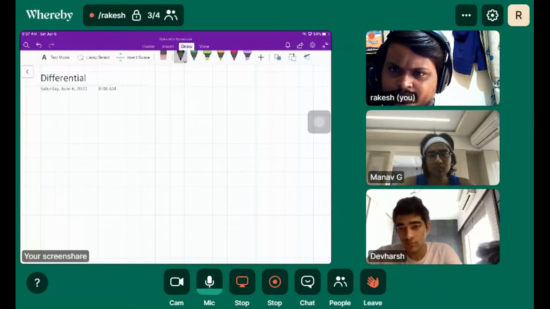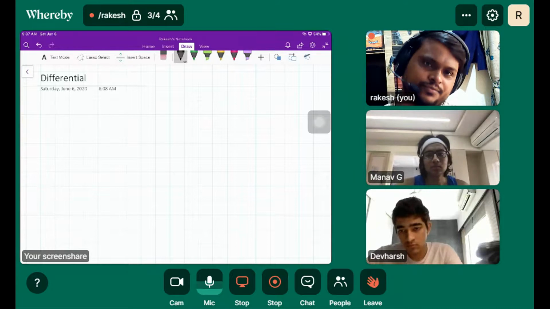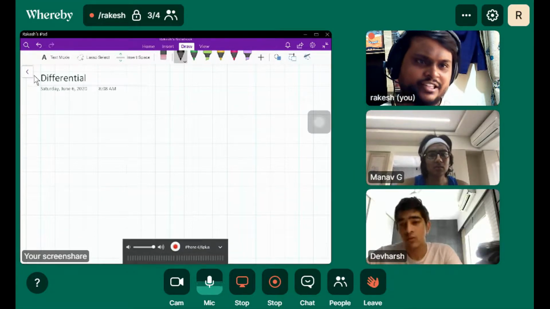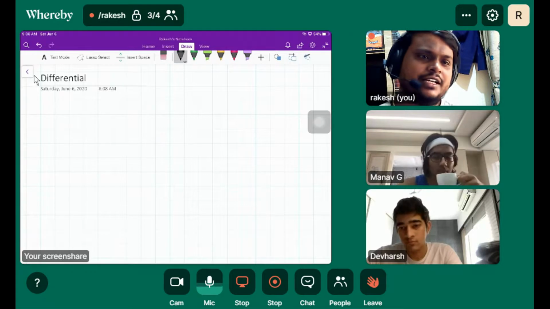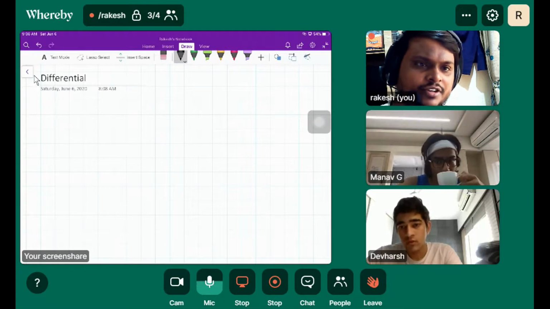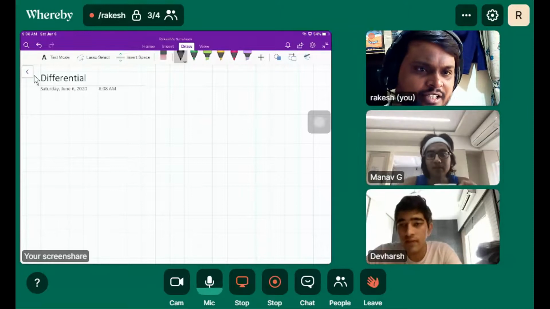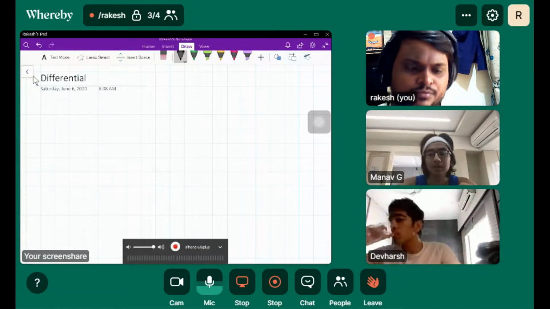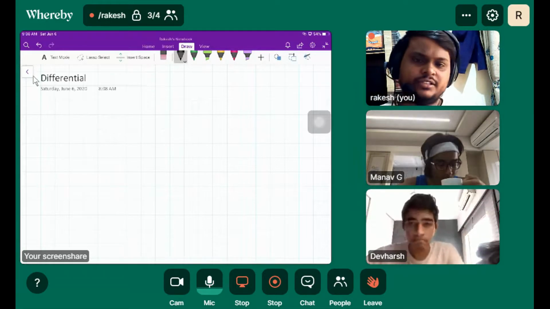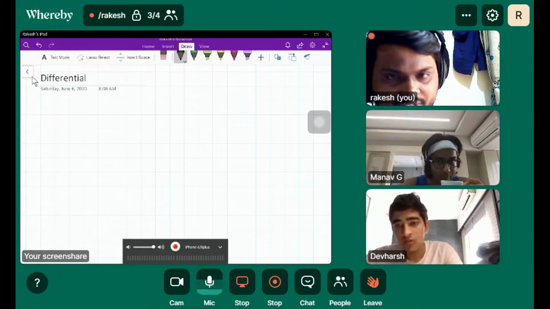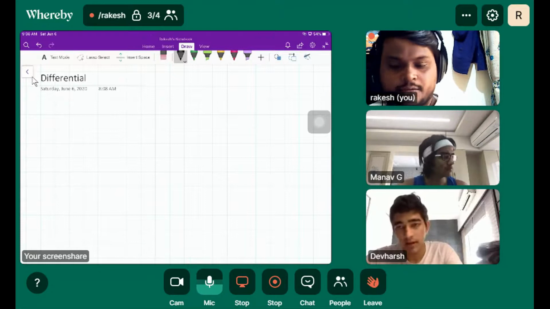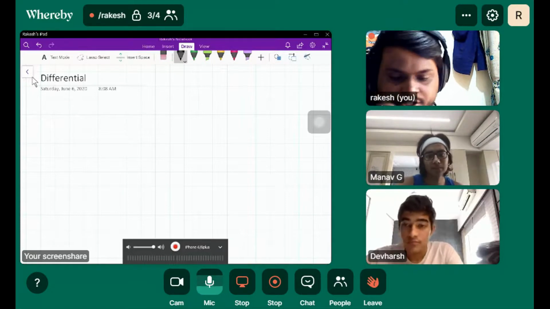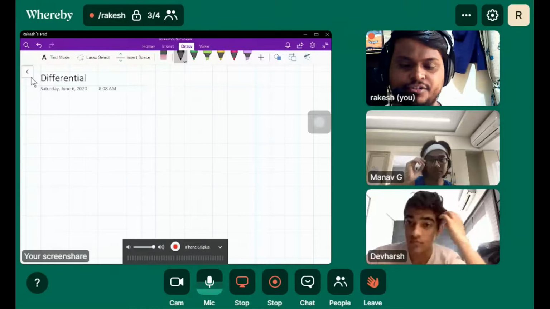Like that is called math 132, and Deva has 114. And what's your course, Manav? Is it the same or a different one? Math 114. 31A, 31B, 32, 32C. So they are different codes, but the objective or the content is the same. Okay, so we'll be talking about differentials today.